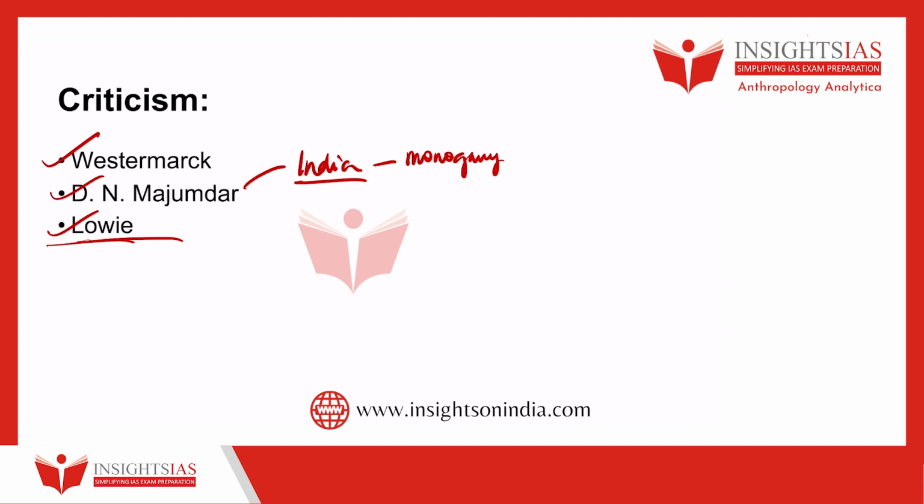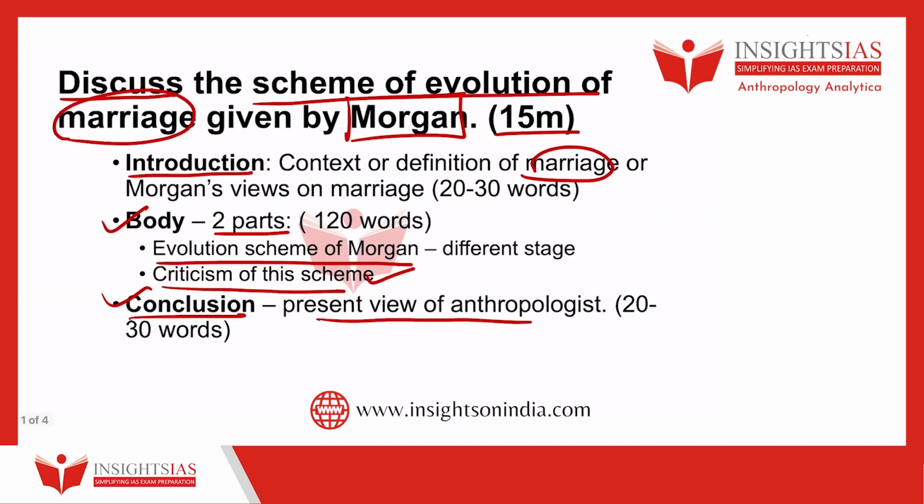All right, so this is how your answer should be. You give an introduction about evolution and Morgan's classification, and then you explain Morgan's classification, criticize it, and finally conclude the answer. All right, I hope this was useful.